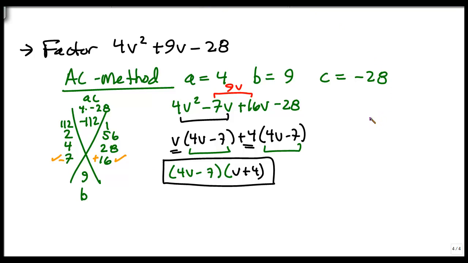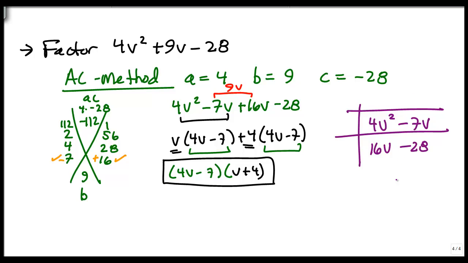I like using my little grid method here. So 4v squared minus 7v, 16v minus 28. Now the nice thing about the box method is it checks its own answer when you double check your work after you get done factoring. So first column, 4v squared 16v would be 4v. Negative 7v, negative 28 would be a minus 7. Across the first row, it looks like I could pull out a v. And across the second row, it looks like I could pull out a 4. So here's my factoring, 4v minus 7, v plus 4.